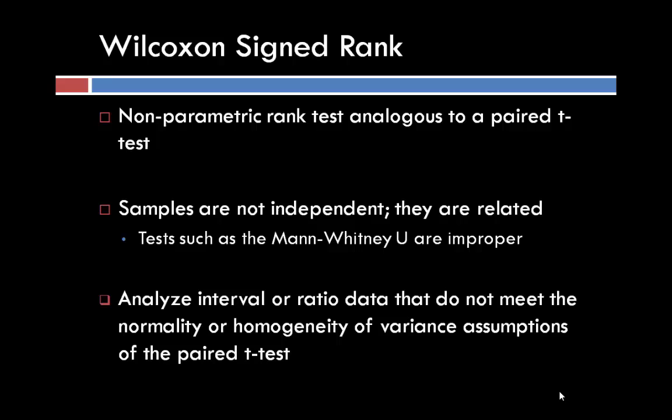So this test is a non-parametric rank test, which is analogous to a paired t-test. And so this means that samples are not independent, they are related. So this would mean that tests that we used before, such as the Mann-Whitney U, are improper for this type of data. In addition to being suitable for analysis of non-independent ordinal data, the Wilcoxon test can be used to analyze interval or ratio data that do not meet the normality or the homogeneity of the variance assumptions of the paired t-test. So this is where it would be applicable to our skewed continuous data as well as our ordinal data.